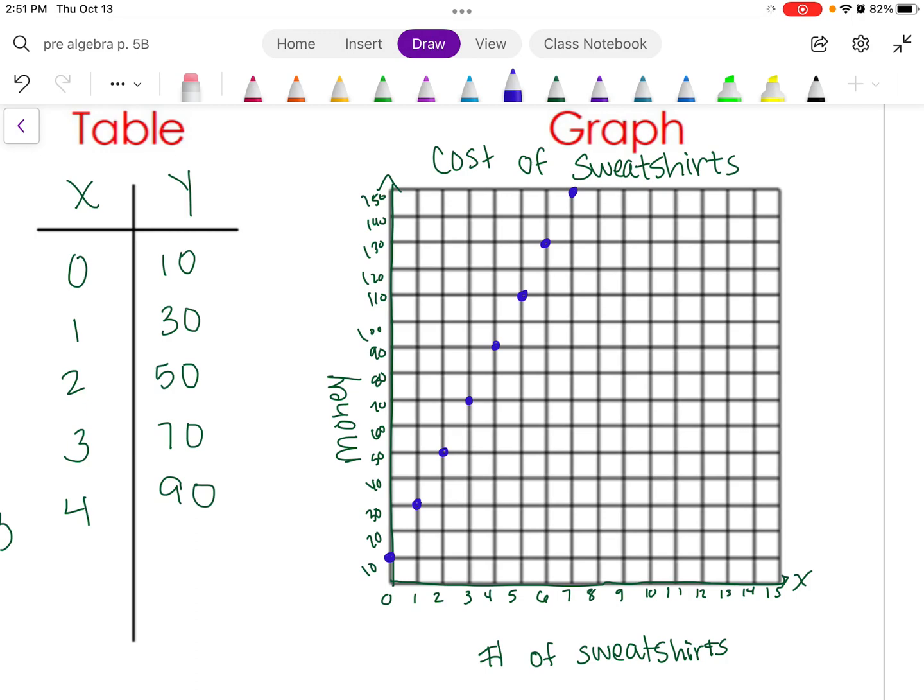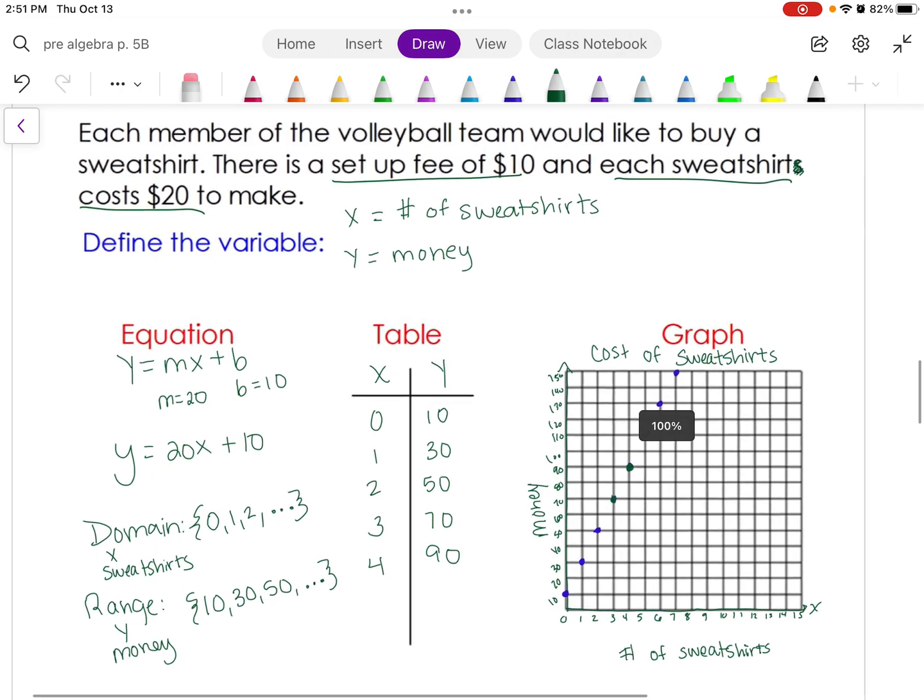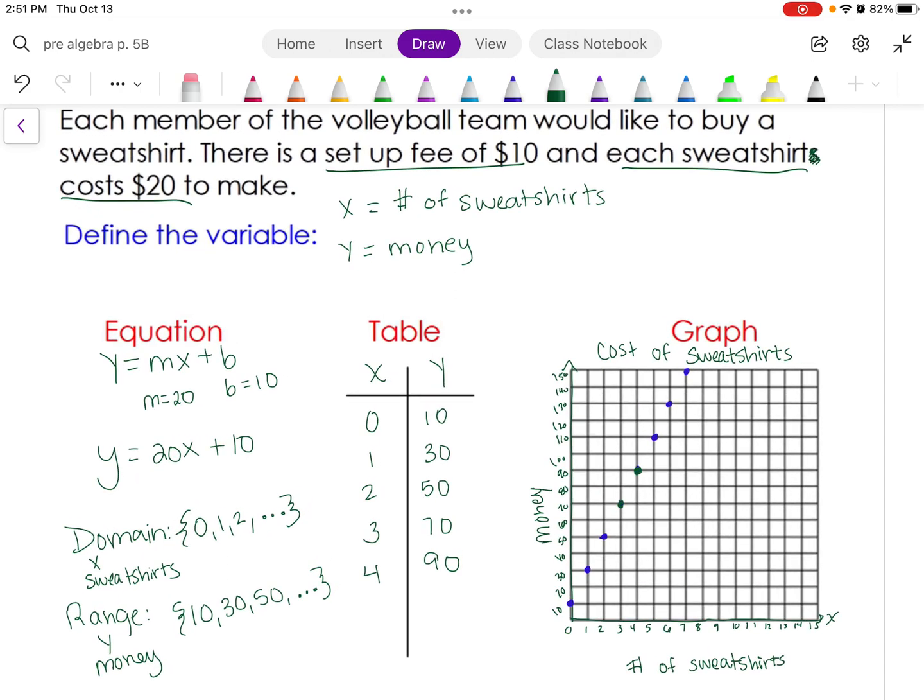Okay, now I'm just going to leave it like this. I'm not going to draw a line because, again, this is discrete, which means that these are each individual values, right? I can't buy half a sweatshirt, so it wouldn't make any sense for me to connect my points because our x can't be between 0 and 1. It can't be between 3 and 4. We either bought 3 sweatshirts or we bought 4 sweatshirts, so we leave it separate like this. All right, and that's the cost of sweatshirts for our volleyball team.